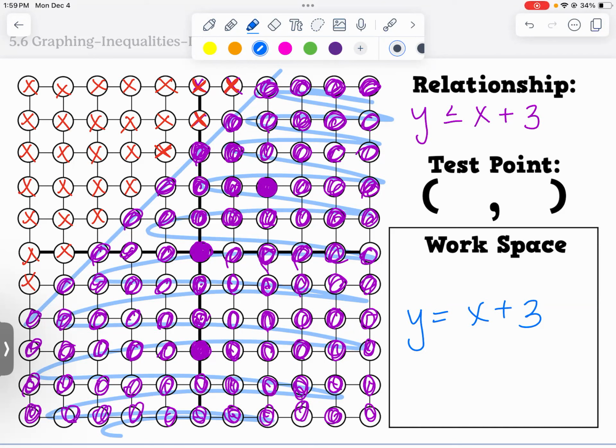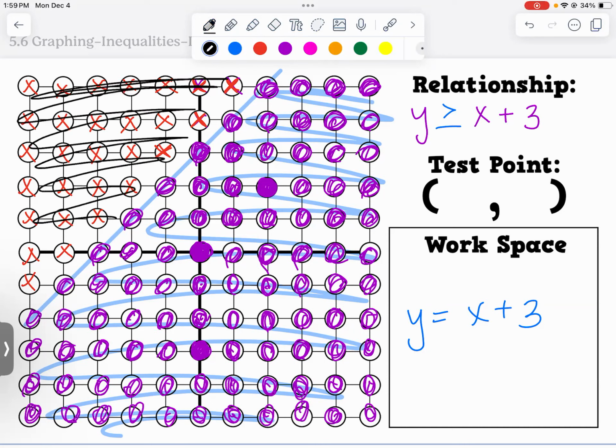Ian asked, if you swap the inequality sign, would it make the other side correct and the other side wrong? Yeah. If we swap the inequality sign, how is that going to change our picture? Flip it. So now this is going to work and this won't.